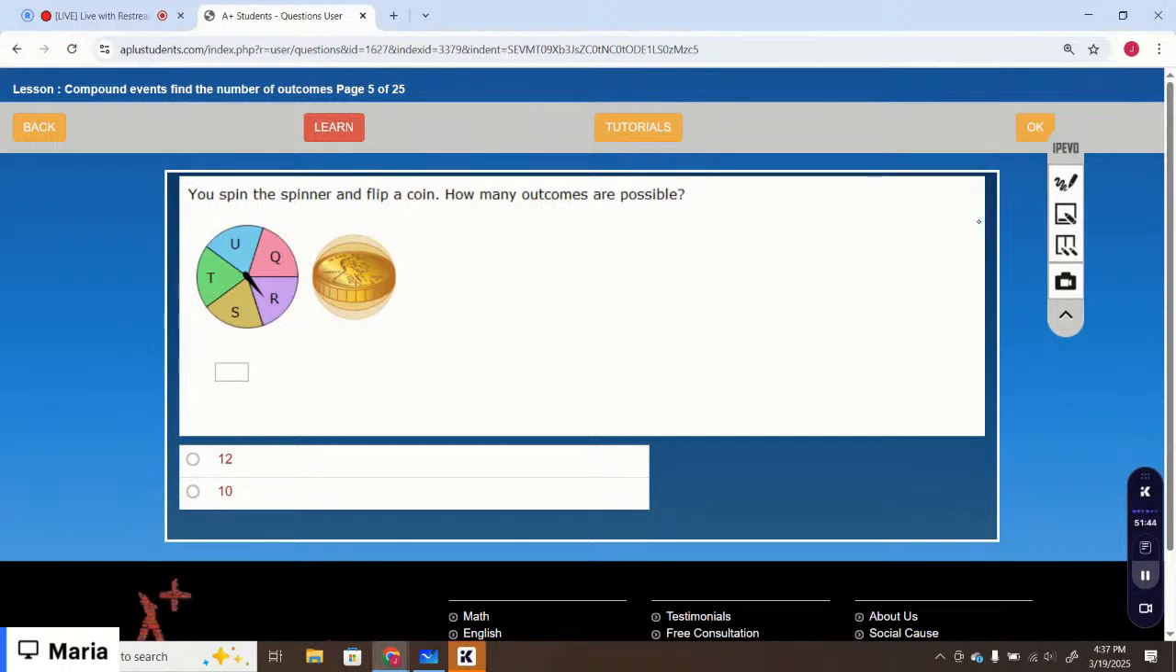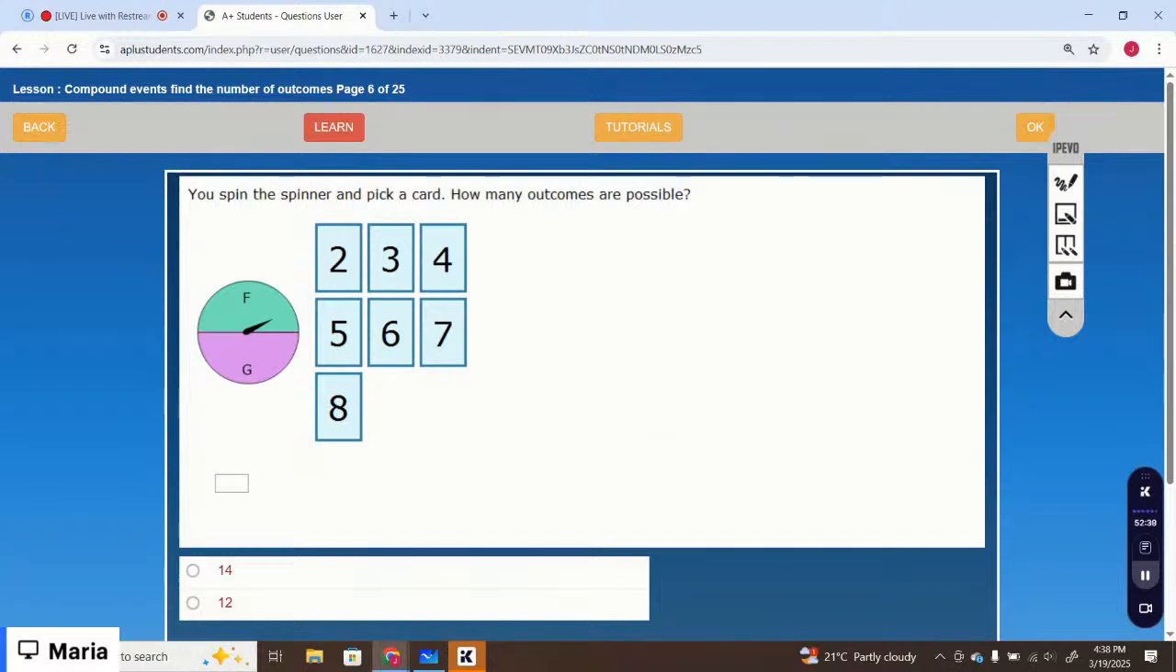You spin the spinner and flip a coin. How many outcomes are possible? That is 10. Option number 2 is the correct option.